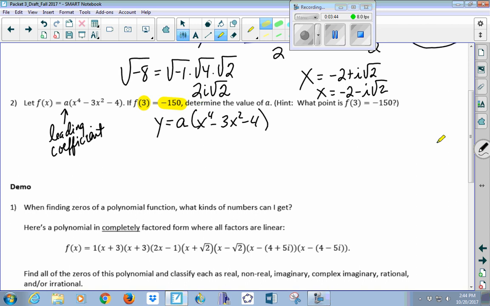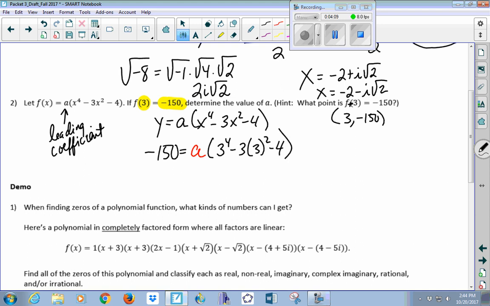So that information, there's a little typo there. Oh, no, that's right. x is 3, y is negative 150. Okay, so that means wherever you see x, you can replace it with 3, and where you see y, you can replace it with negative 150. And remember, we're trying to solve for a, so let's put in 3 for x everywhere you see x, negative 150 for y, and then let's solve this equation for a.